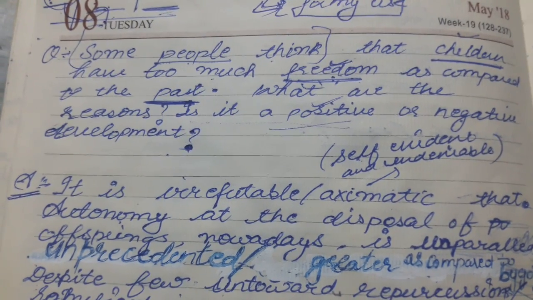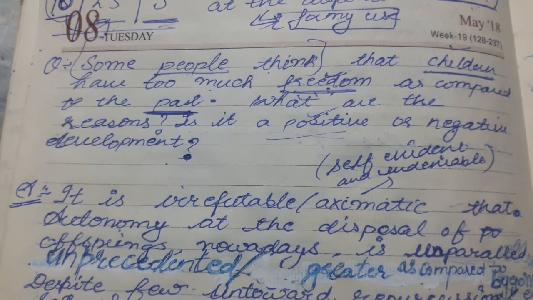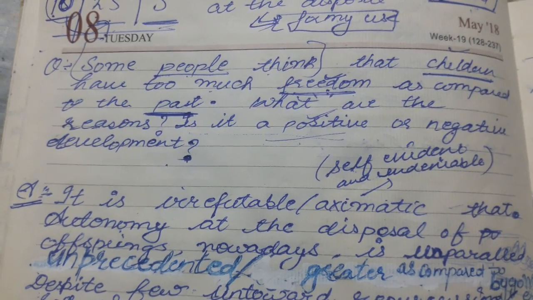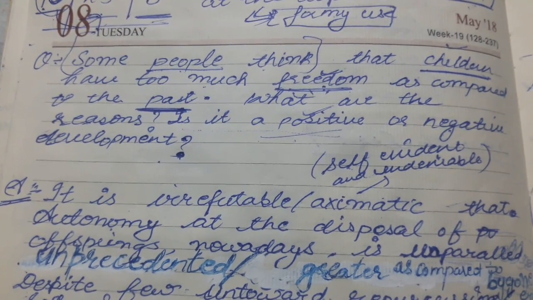Now let us look at the introduction of this question. The question, I repeat, is: some people think that children have too much freedom as compared to the past. They have too much freedom. It is comparing the freedom of the present with the freedom available to the children in the past.